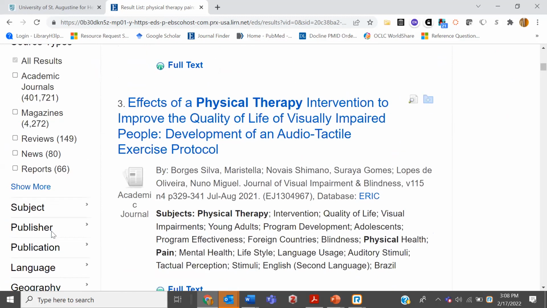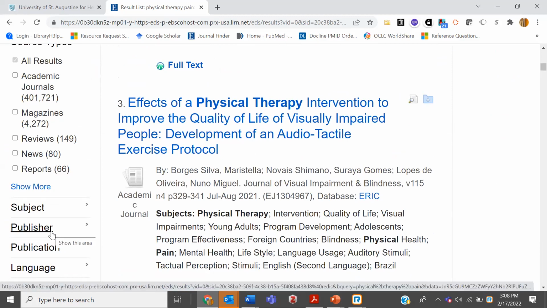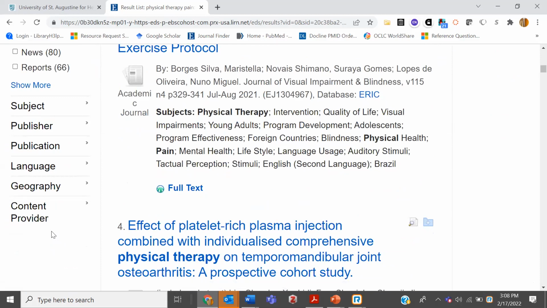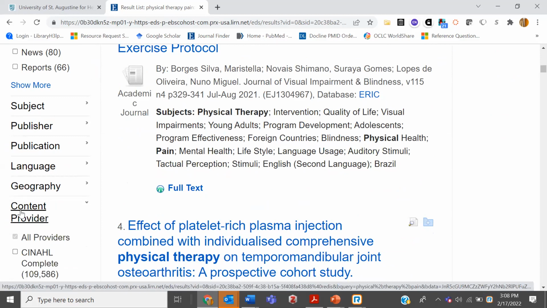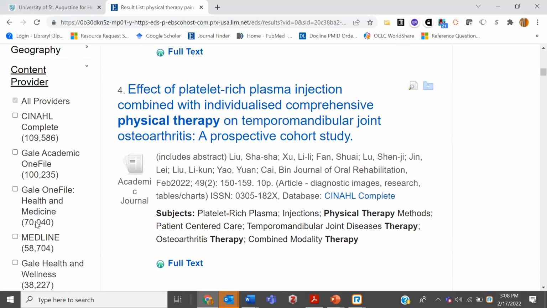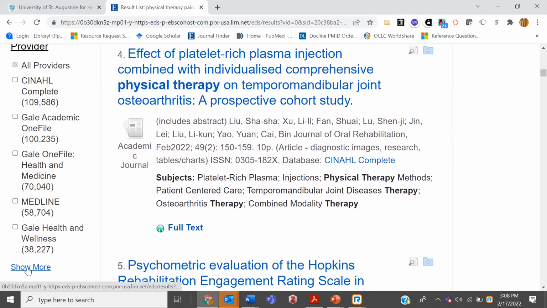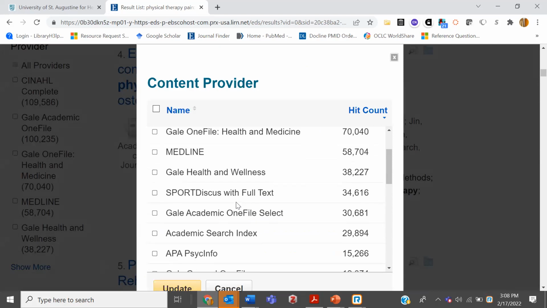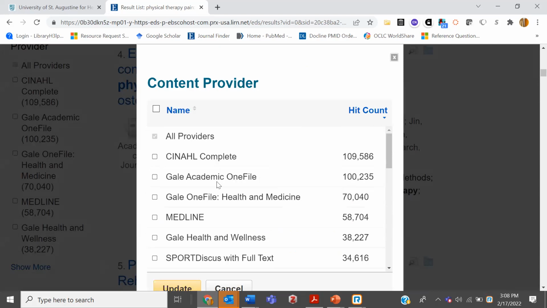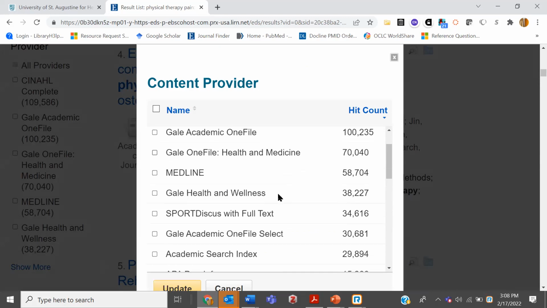I did mention that Search USA also includes searching of numerous databases and numerous sort of indexing sources. And you can see what those are here under Content Provider. So this functions just like the other filters that we mentioned, but you can see the various databases that are included here. And there are a lot. So you can see this full list, everything from CINAHL, which is a nursing item, to an academic general one. Gale Health and Medicine is specific to health and medicine, obviously.